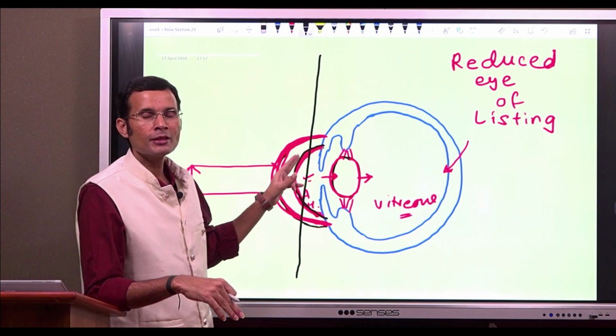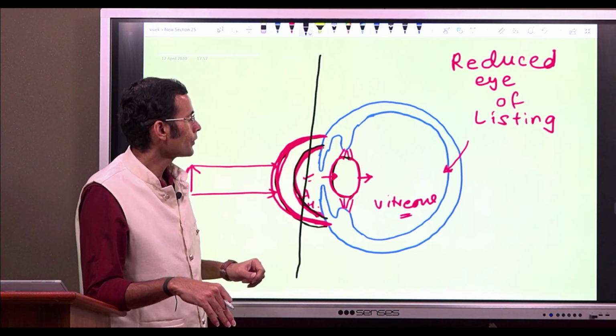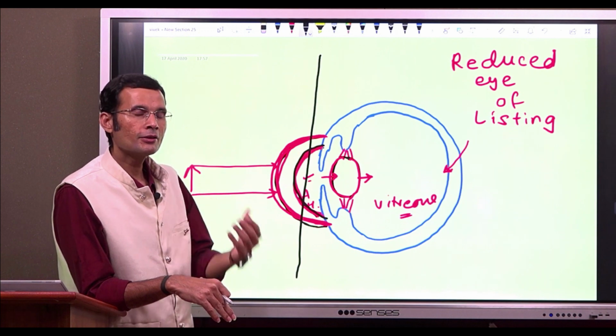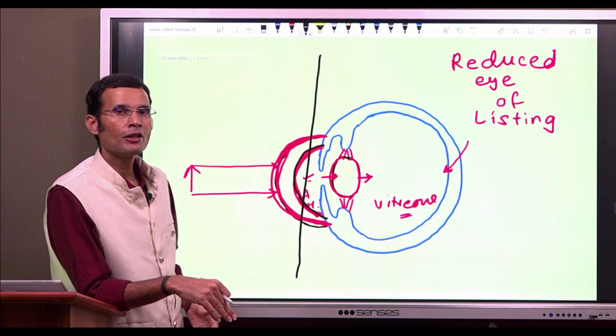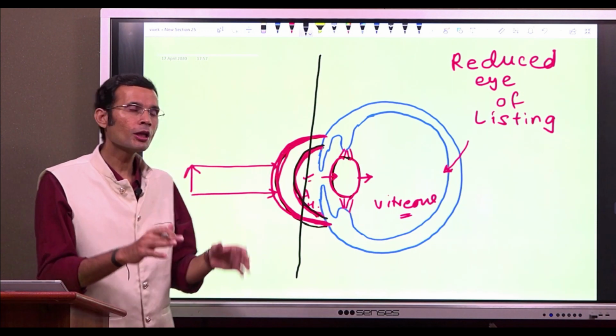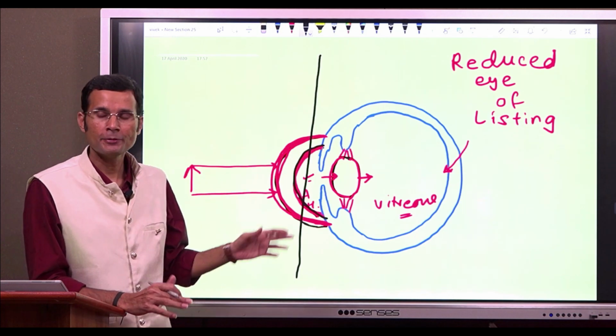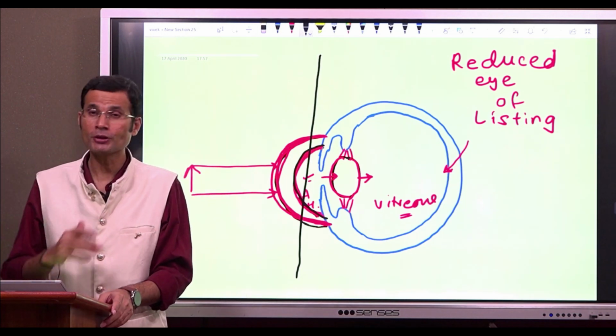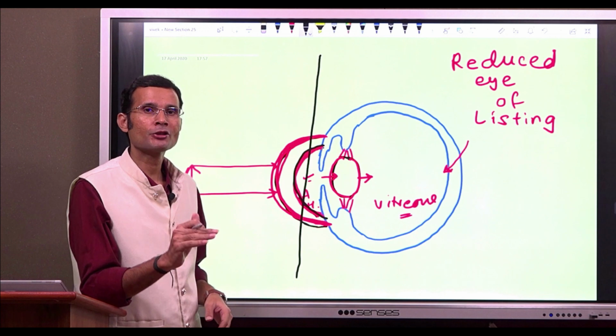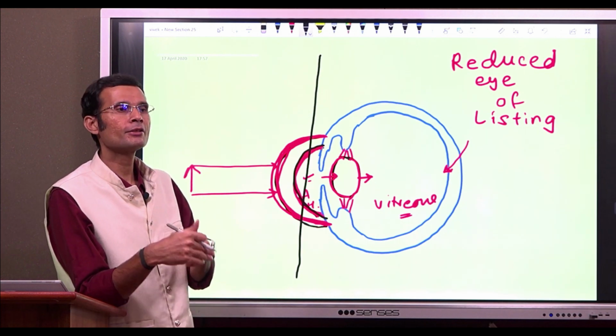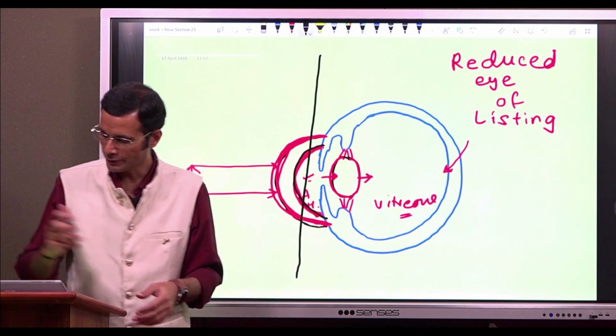So, this is the plane for refraction, and the other thing about that schematic eye will be the nodal point of the eye, the nodal point for the refraction. What is the nodal point? When the light rays pass through the nodal point, there is no bending, no refraction of the light rays.